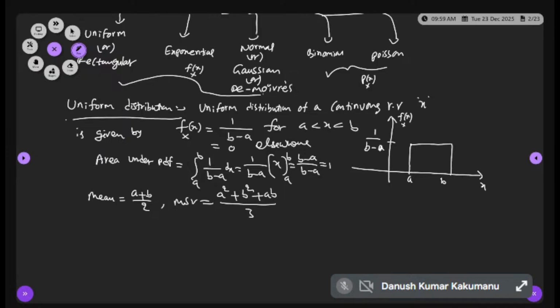Then variance. Generally, variance is equal to mean square value minus mean whole square. Here my question is, substitute them and simplify. What is the answer you are going to get? I will give 2 minutes time for you. My question is clear? Variance is equal to what? Mean squared value minus mean whole squared. You know the mean squared value and mean. Substitute and simplify. What is the variance you are going to get?